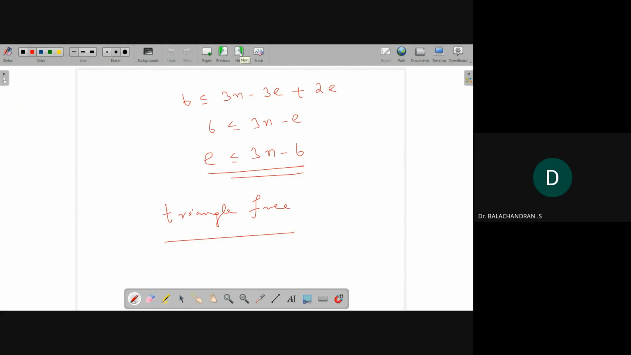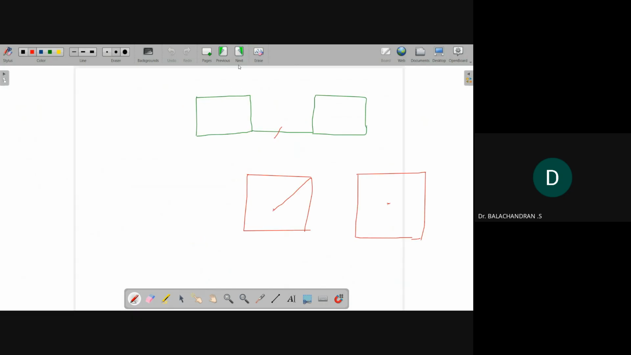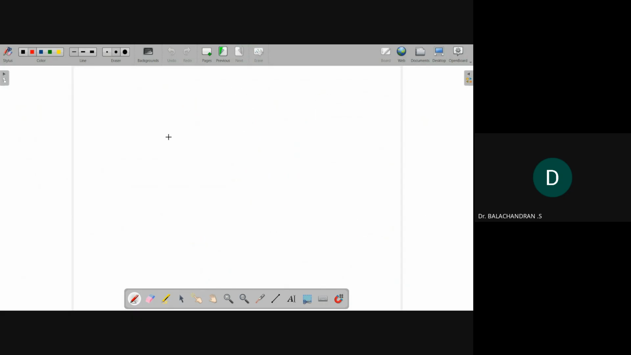Next slide. So the sum of the degrees of the faces should be greater than or equal to 4F. This is 2 times the number of edges, which is greater than or equal to 4F. So F is less than or equal to 2E by 4, or F is less than or equal to E by 2.